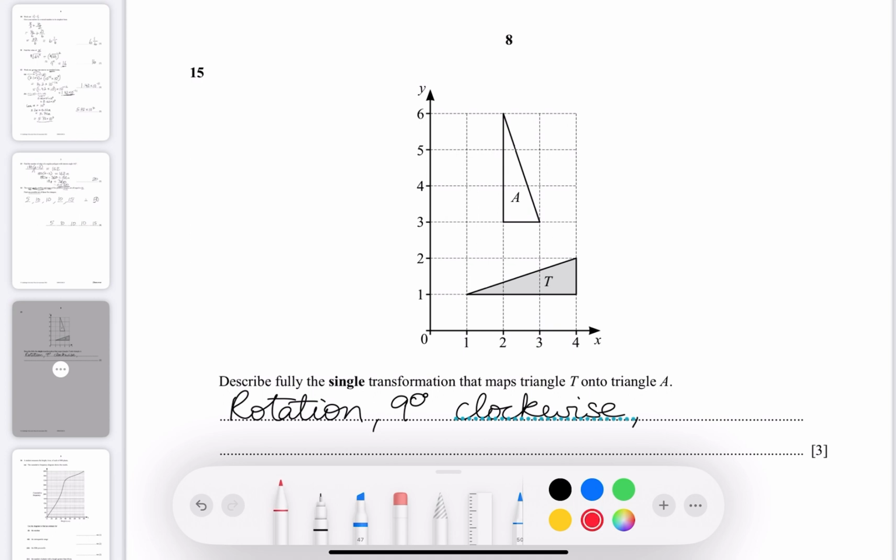So the way you do this is you connect the 2 corresponding vertices. So let's first start with the top one. And then you draw the perpendicular bisector of this line. And it looks like the perpendicular bisector will look something like this.